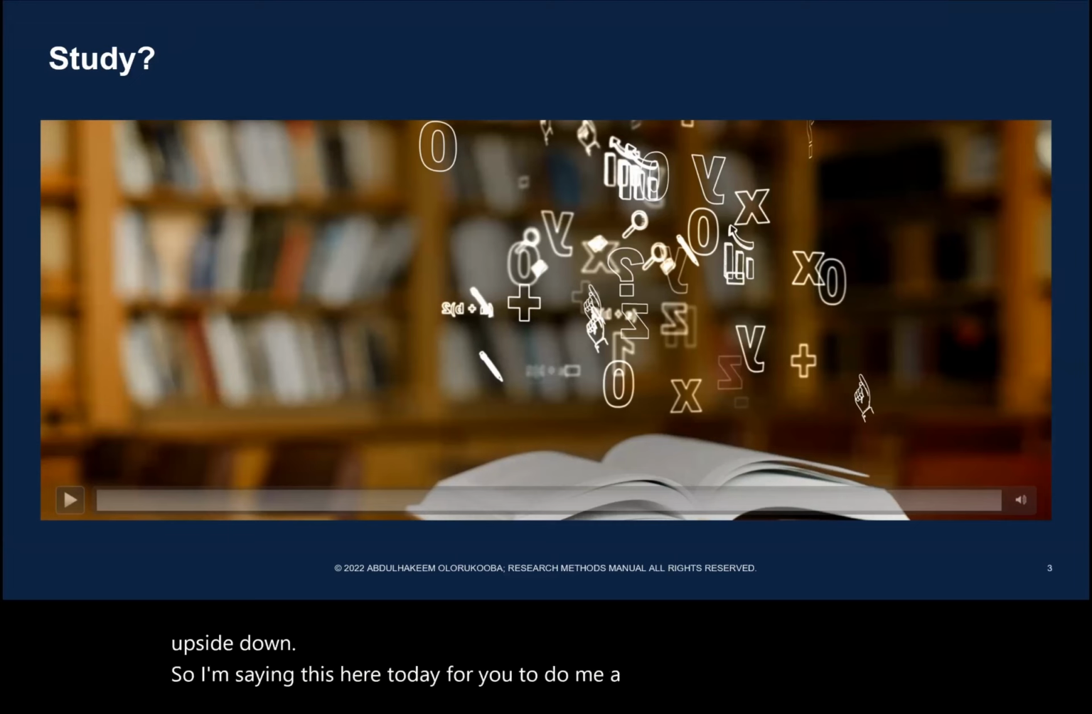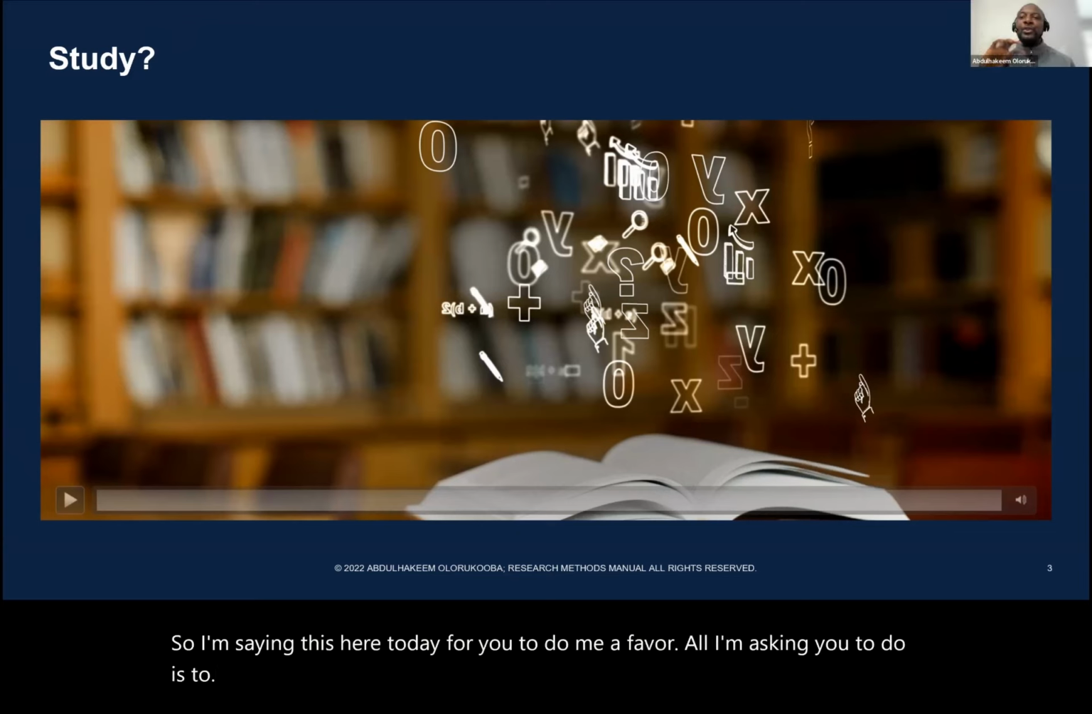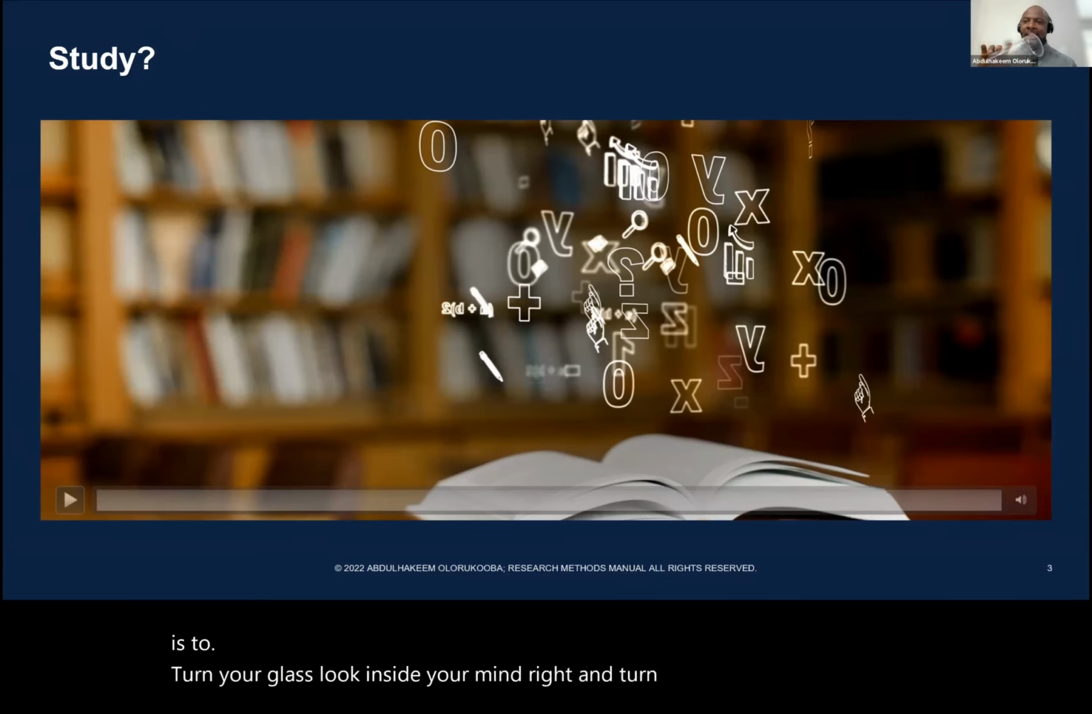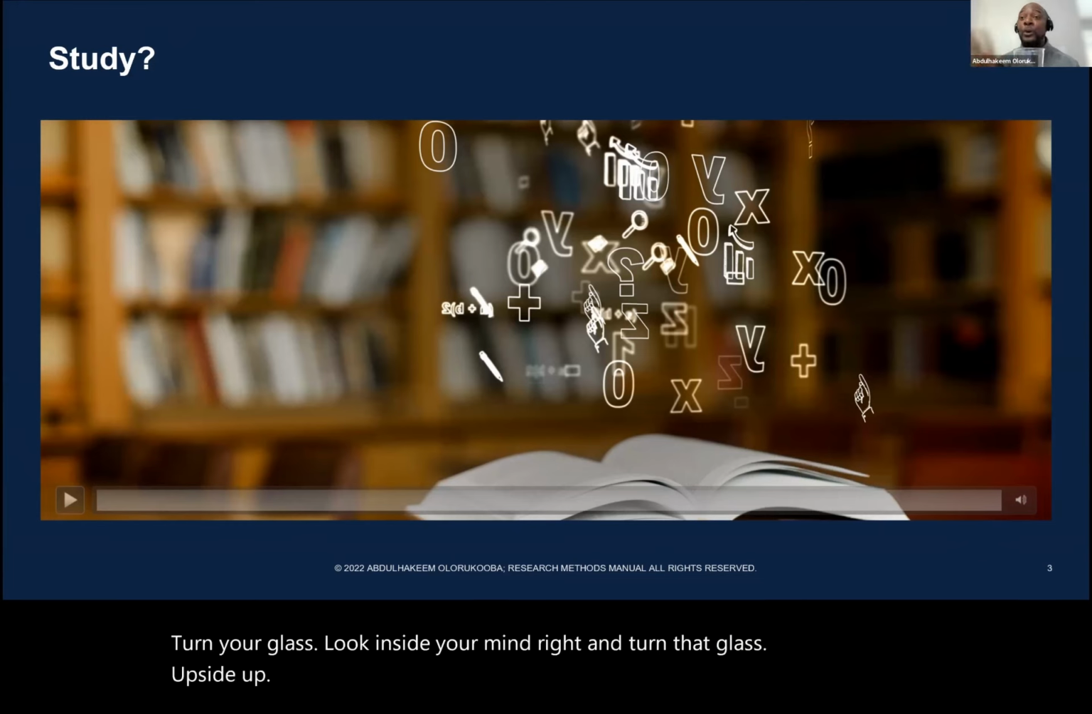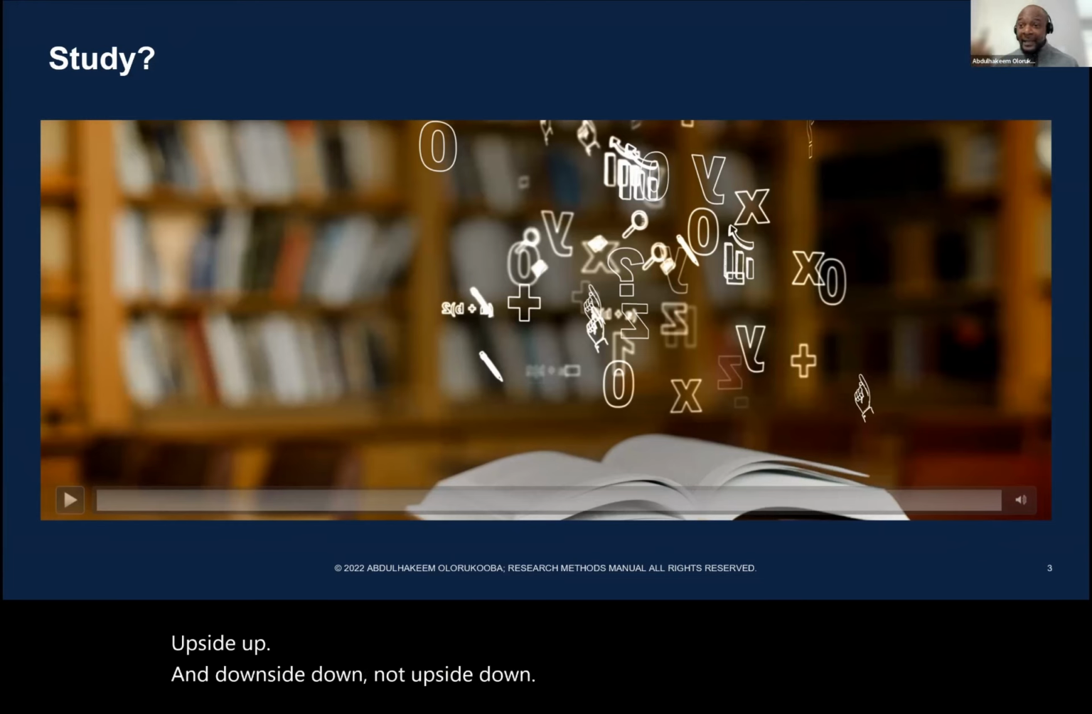All I'm asking you to do is to turn your glass, look inside your mind, right? And turn that glass upside up and downside down, not upside down. Upside up and downside down. So that I pour a little information inside today.